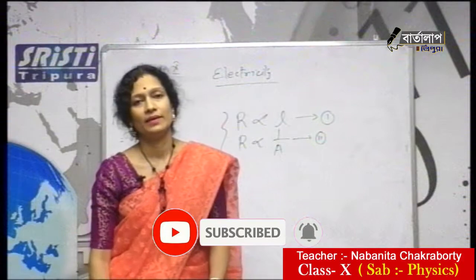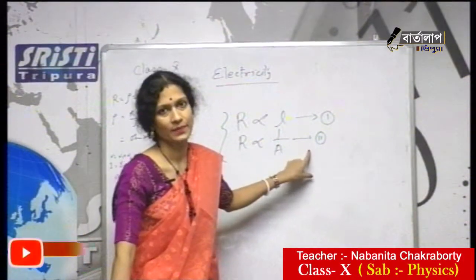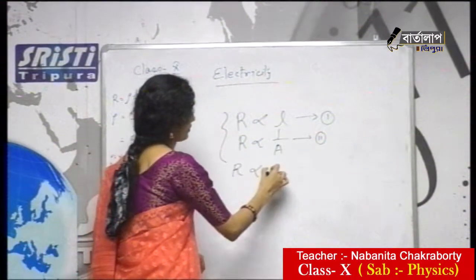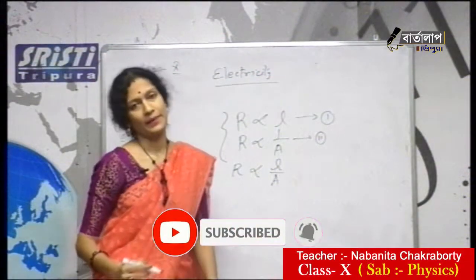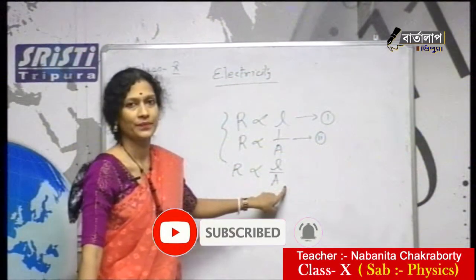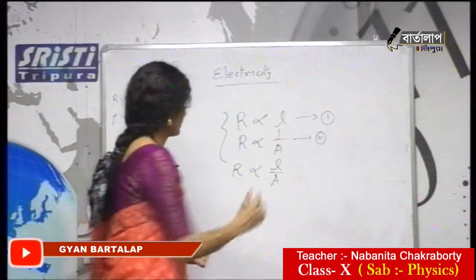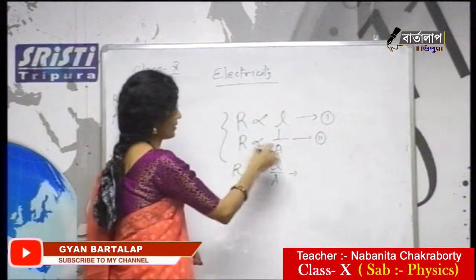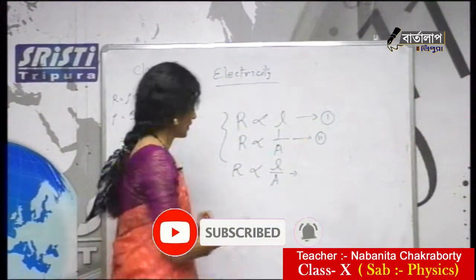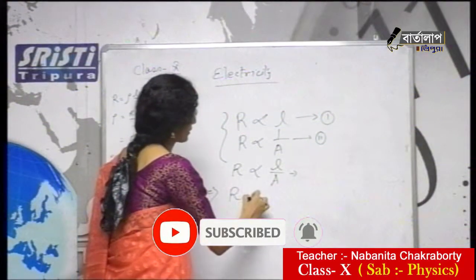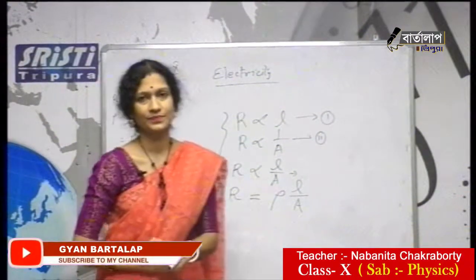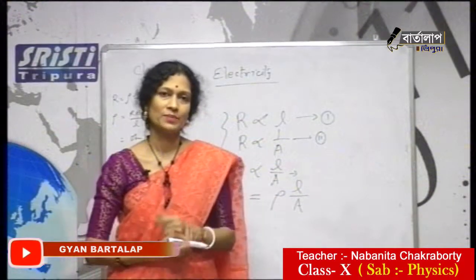Now we'll explain another thing from these two equations. What can we write from these 1 and 2? R is proportional to L by A. That means it is directly proportional to L and inversely proportional to A. What can we write then? R equals rho into L by A. Now, the question comes, what is this rho?